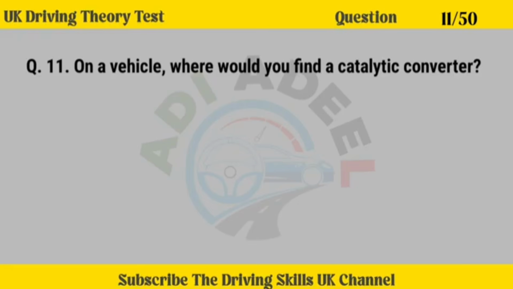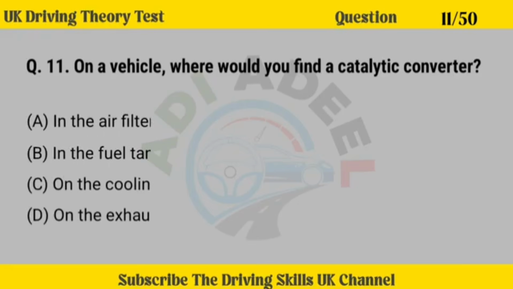Question 11. On a vehicle, where would you find a catalytic converter? A. In the air filter. B. In the fuel tank. C. On the cooling system. D. On the exhaust system. The right answer is D, on the exhaust system.